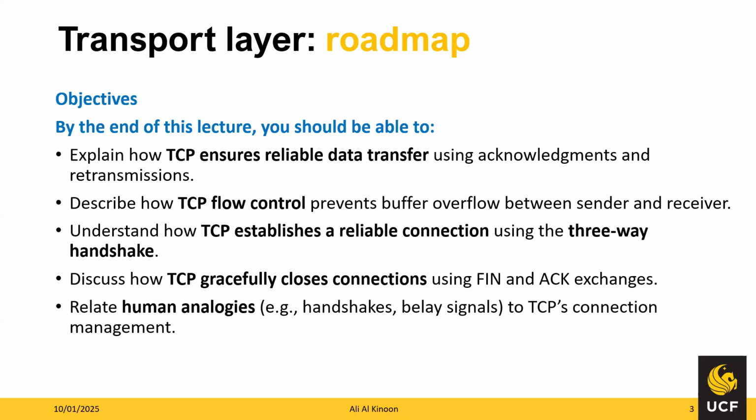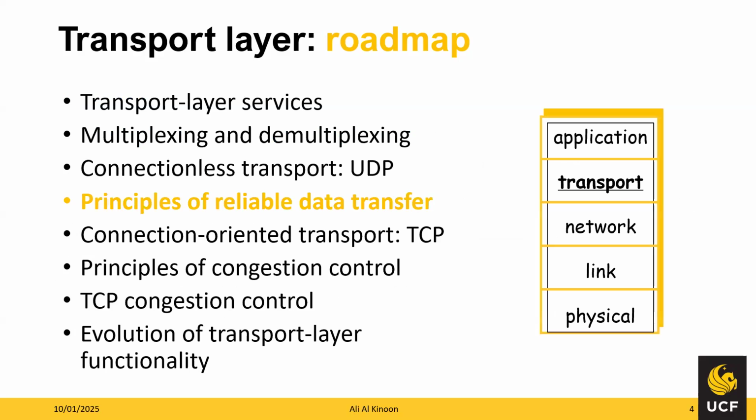You're going to be able to describe how flow control happens and prevents buffer overflow between sender and receiver. We're also going to talk about the handshakes, a two-way handshake and a three-way handshake, and we're going to see what TCP is using and why we are using a three-way handshake. We'll talk about how TCP closes a connection, and we'll give some human analogies of the handshake and various cool things, okay? So that is that.